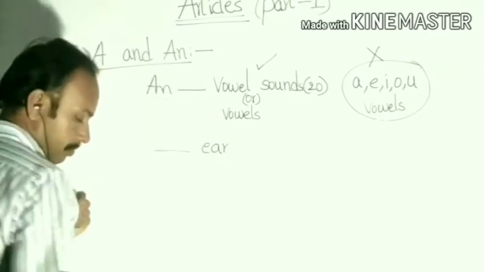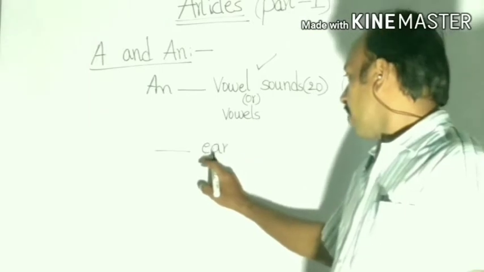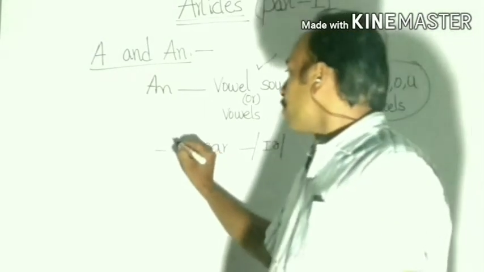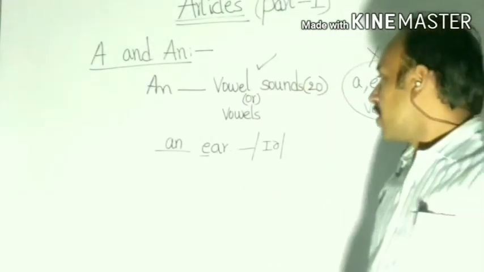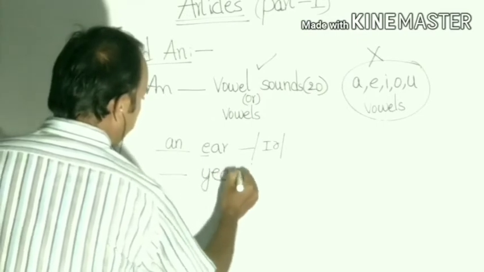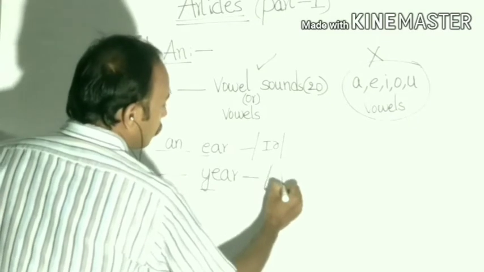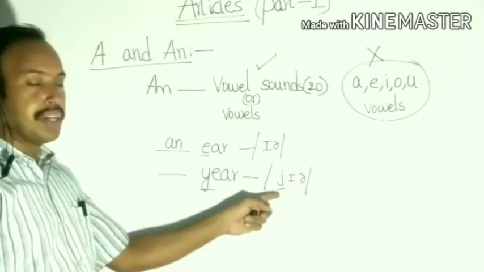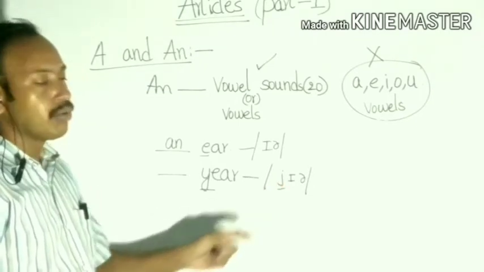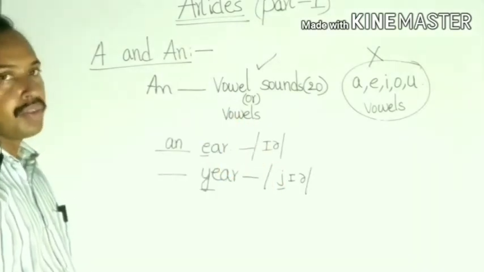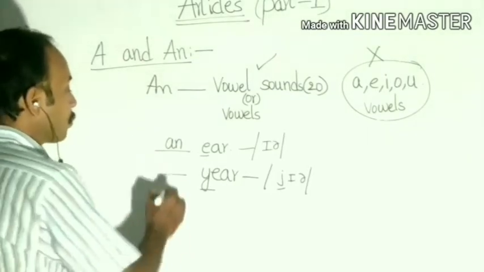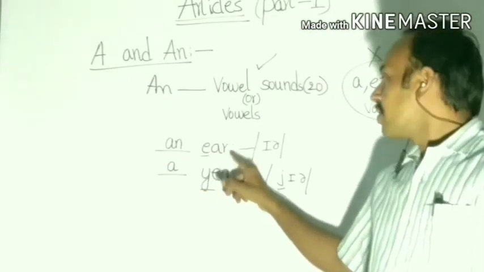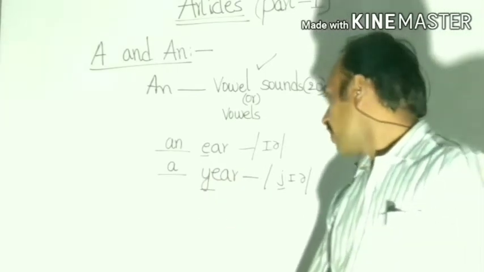Dash year. So is it A or "an"? The first sound is a vowel sound. So, you have to take "an". Next one, look at this word, Y-E-A-R. The first sound here is not a vowel sound. It is a consonant sound. Look at this symbol. It is not there in the list of the 20 vowel symbols that I have given you. So this is not a symbol of one of the vowel sounds. So it is a consonant sound, and so you have to use A here. Get the difference between these two. Look at the spellings. An ear, E-A-R, ear. But a year, Y-E-A-R. Next point.